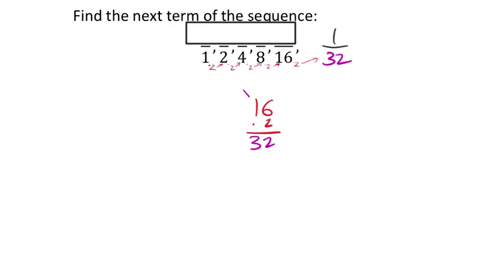Okay. Now that we see this pattern, we have the next term in the sequence. Is it possible we could find the next ones? Yeah, of course we could. You would just continue to keep the numerators 1, and then you would continue to multiply the denominators by 2.